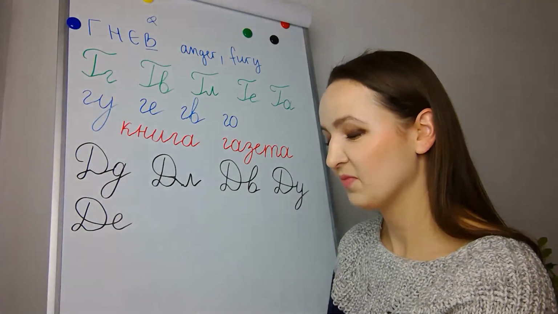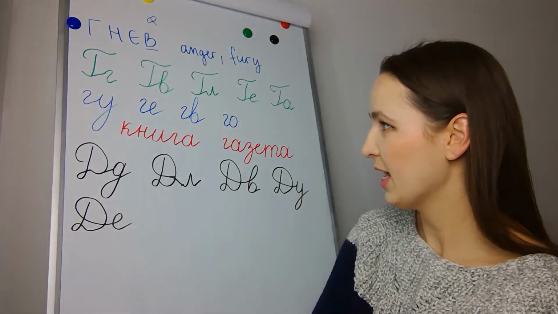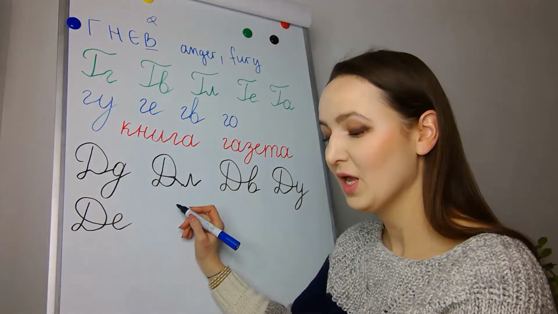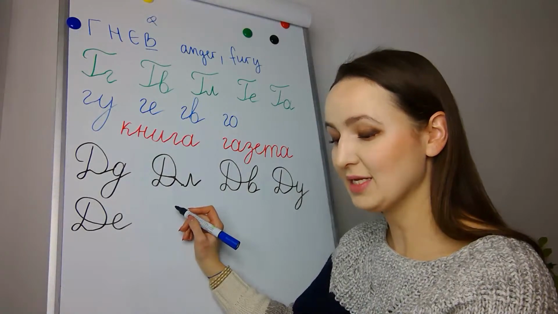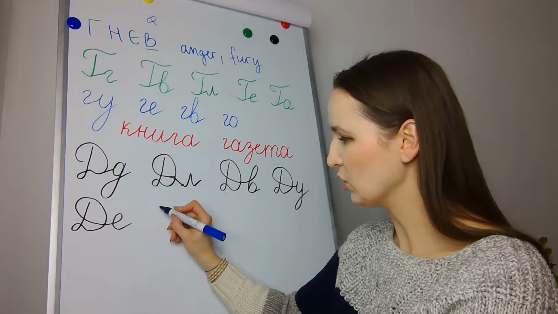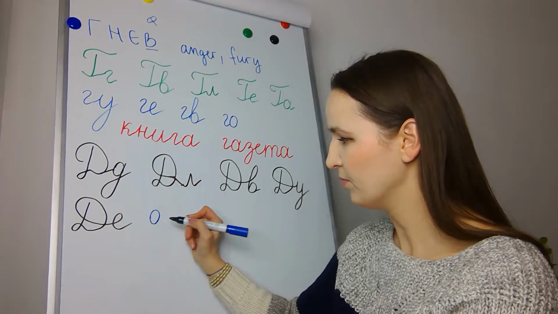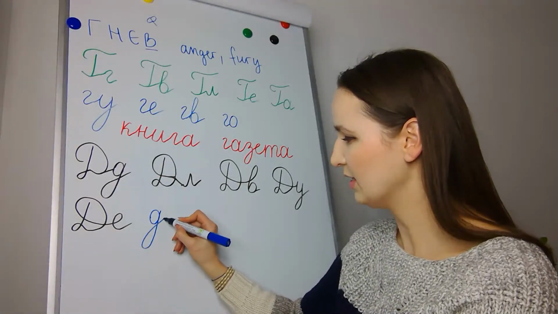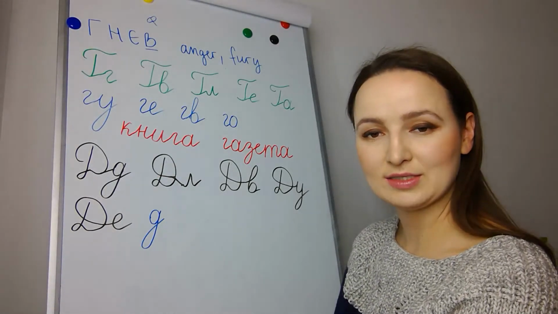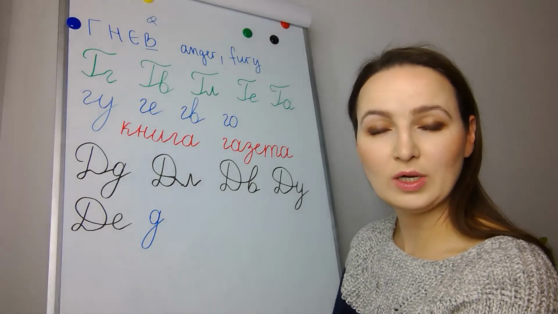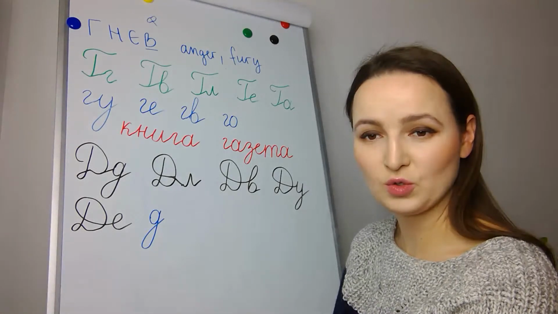D. Хорошо. And now small d. For example, let's connect small d with a. Small d looks like this, or, and add a leg to it, like this. Да. Книга is a book and газета is a newspaper.